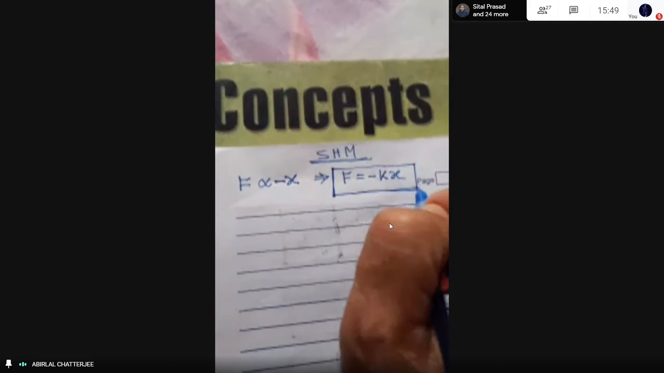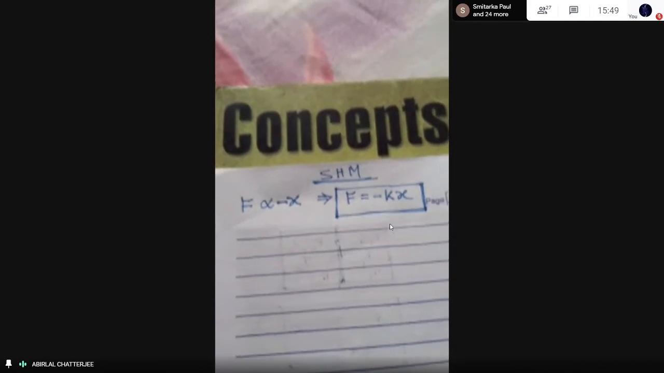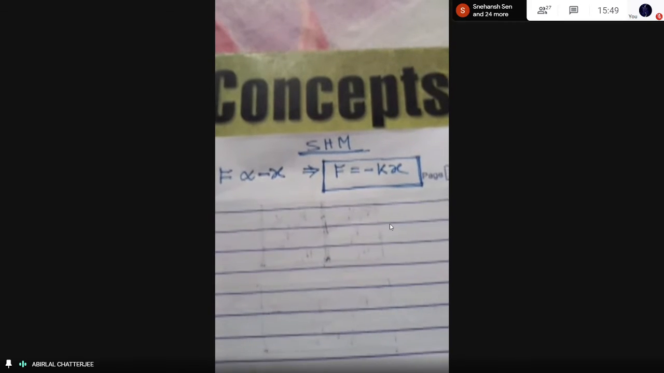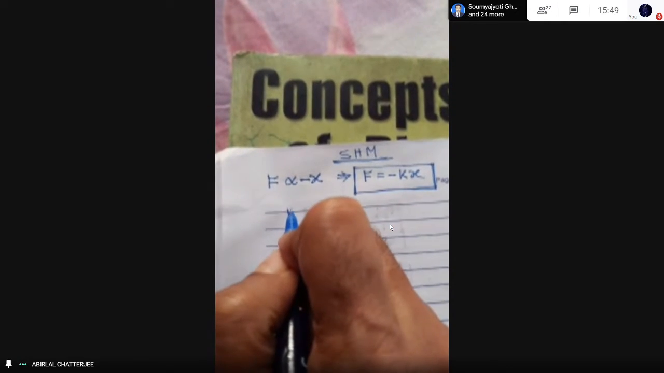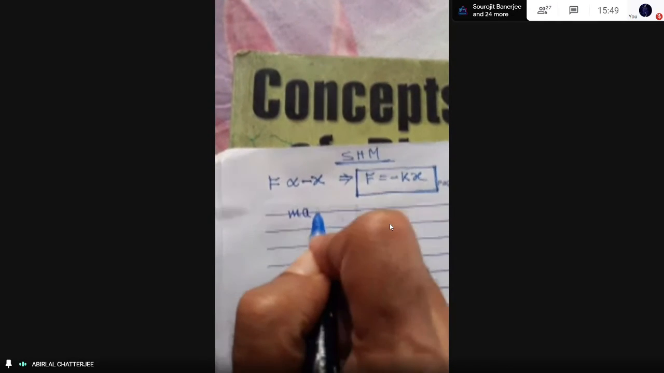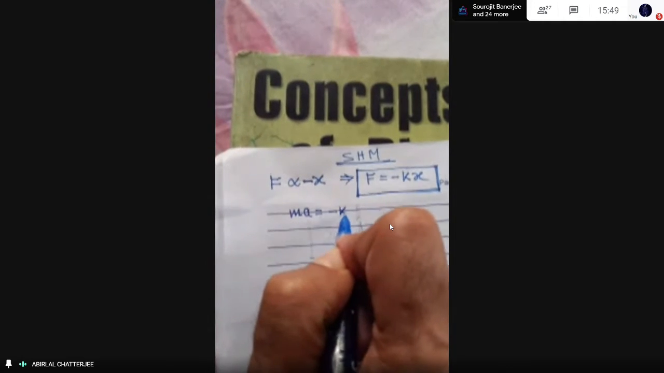This is my main equation. Sir, the spring constant is coming from here? Yes, the spring is executing what? SHM, sir. Then the spring is executing SHM, sir. Now, next part. F equals what? M into A. So M into A equals minus Kx.